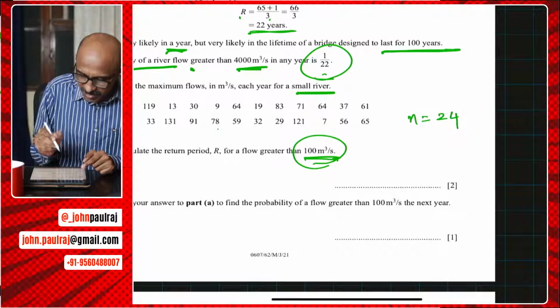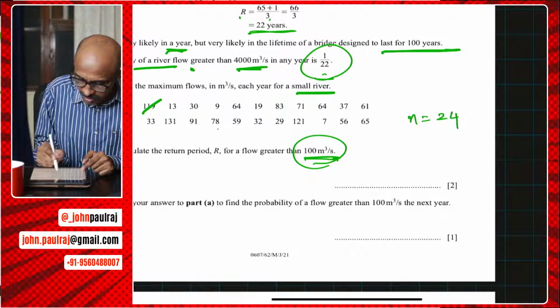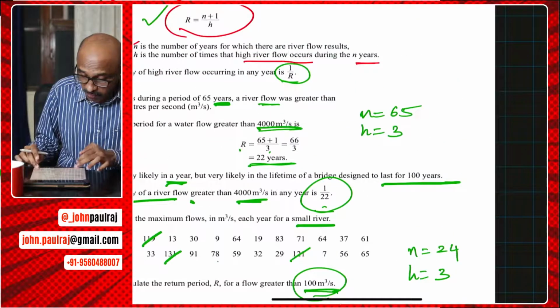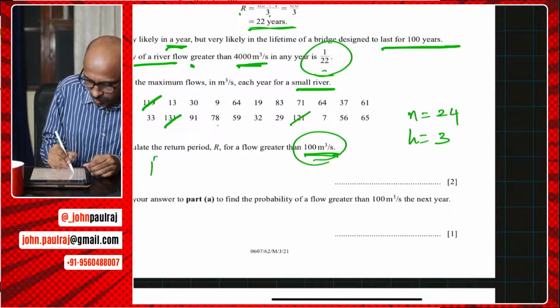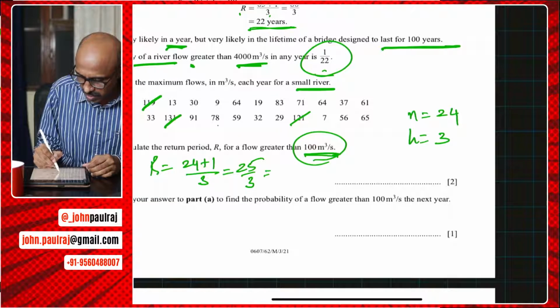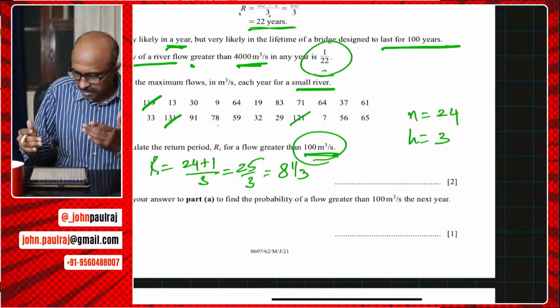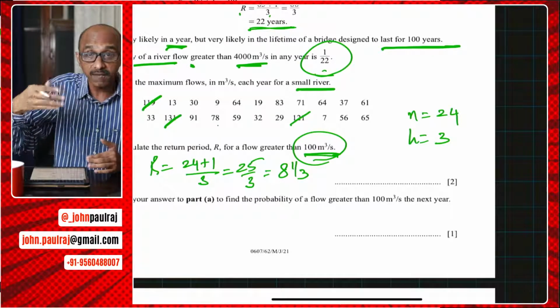So when we look at how many times it has crossed 100 in this data set, we've got, okay, that's 119 going across, there's none, this is 1, and this is 1. So 3 times, that's going to be H. So the return period, according to the formula they've given, capital R is n plus 1 over that H. So capital R is going to be 24 plus 1 over 3. That's 25 over 3. It's okay even if it's not perfectly divisible. This is going to be 8 and 1/3. You can leave it like that. That's like after 8 years, you can expect another high river flow for this particular small river.